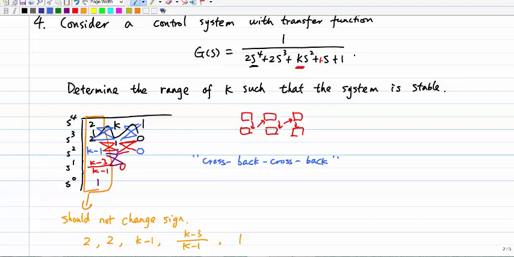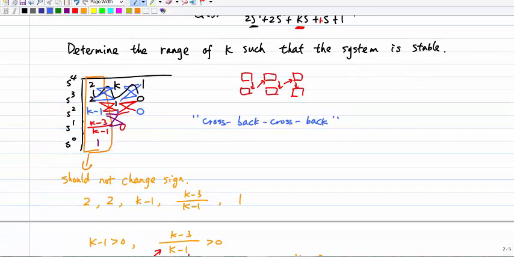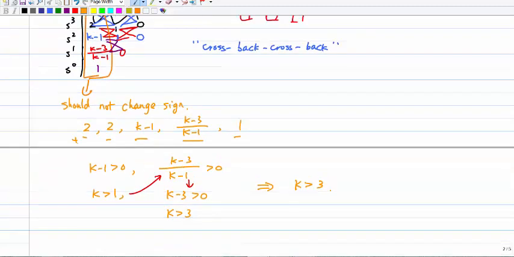Because the system is stable if the first column does not change sign, I should select k such that the first column doesn't change sign. If I extract the first column of my RAS array, I get 2, 2, k minus 1, k minus 3 divided by k minus 1, and 1. Of course, the 2 must be positive. If any of them is not positive, there's at least one change of sign.